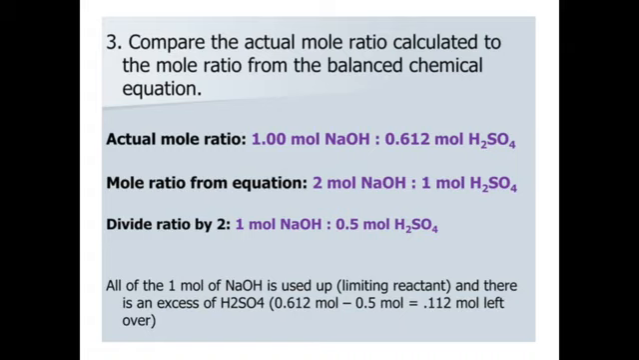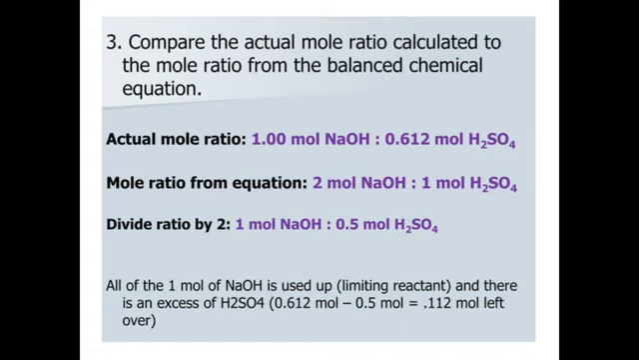Therefore, if you divide by 2, we are going to have 1 mole and 0.5 mole respectively. Therefore all of the 1 mole of NaOH is used up, and there is an excess left of 0.112 for H2SO4. So NaOH is our limiting reagent, while H2SO4 is our excess reagent.